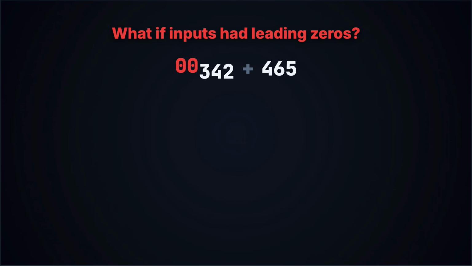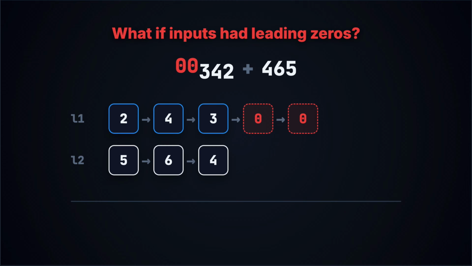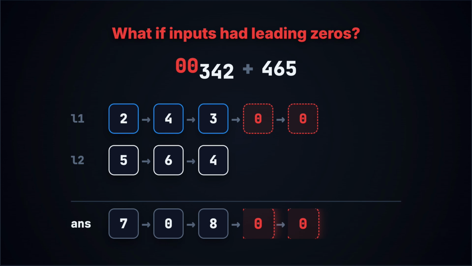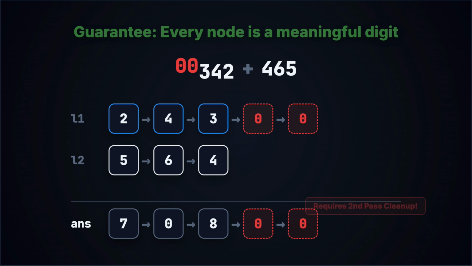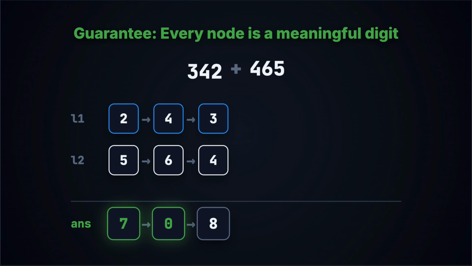That same guarantee against leading zeros does us another favor. If the input numbers had leading zeros, our reversed output would end up with phantom trailing zeros that we'd have to clean up in a second pass. But thanks to this guarantee, every node is a real, meaningful digit.